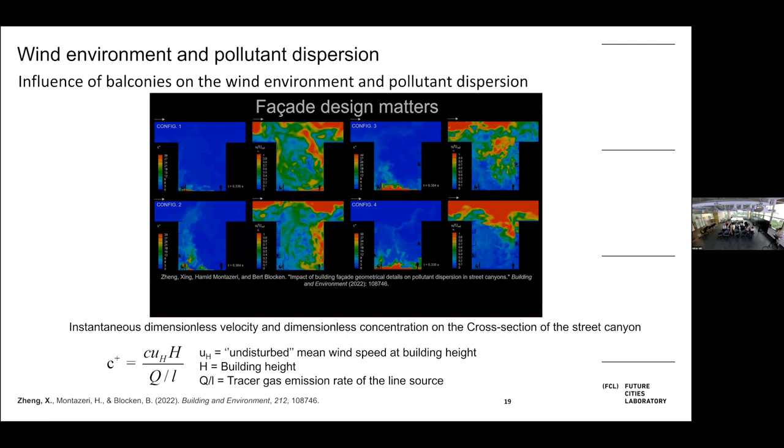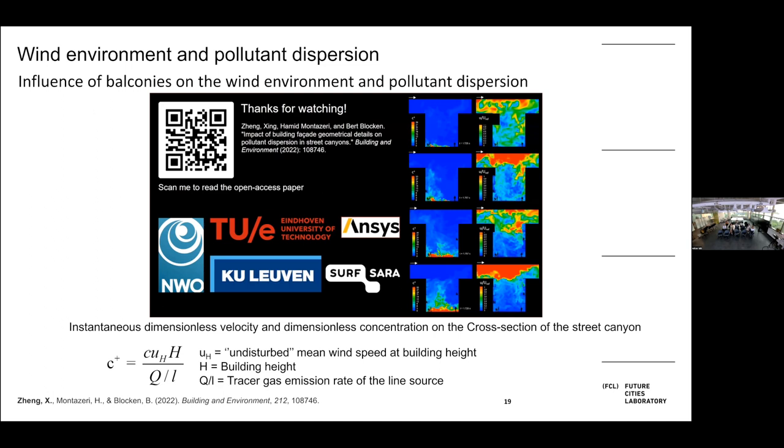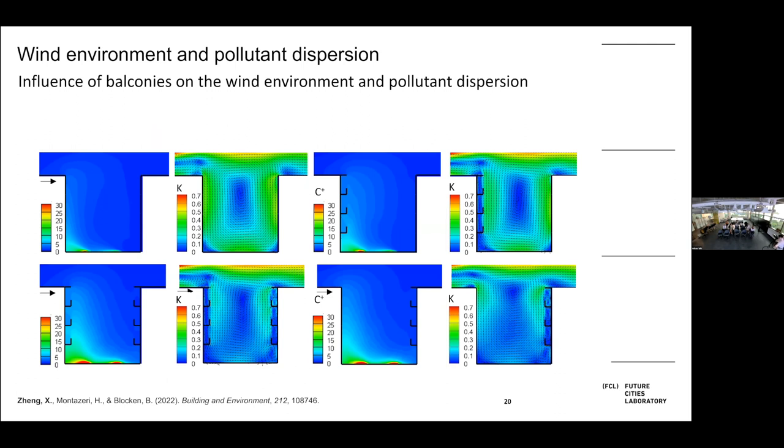We can see it more clearly from the time averaged results. So k here is the dimensionless wind velocity, and the C plus here means the dimensionless pollutant concentration. Okay, so we can see that especially in the two cases below, when we have the roughness details on the windward side, we can see it significantly reduces the mean speed and moves the mean eddy, so the core of the vortex, much upwards, and it results in much higher pollutant concentration. You can see from the figure with C plus.